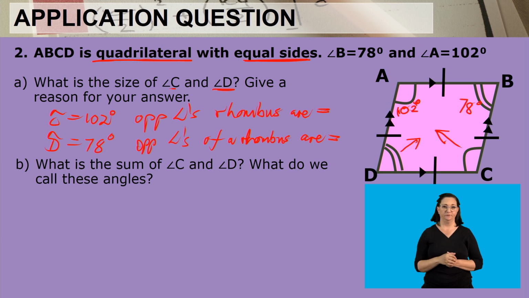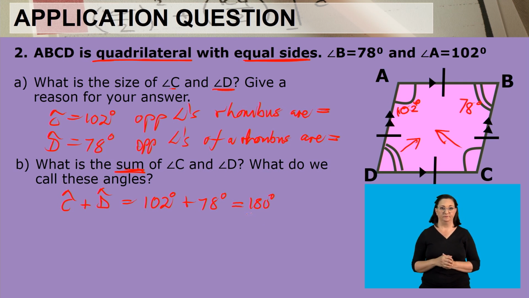All right, the next question B. Question B, what is the sum of angles C and D? So angle C plus angle D would be given as 102 degrees plus 78 degrees. And the outcome is 180 degrees. So if angle C and D give us 180 degrees, what do we call these angles? Look at the diagram and look at where angle C and D are positioned.